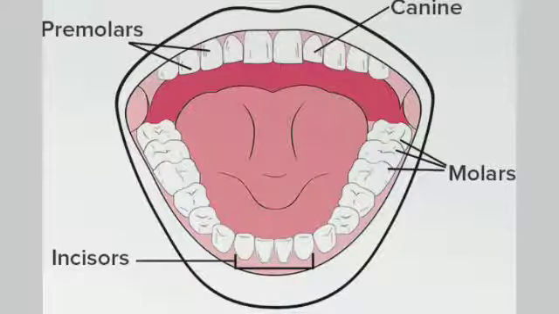Incisors are used for cutting and biting the food into pieces. Next, canines. Canines are used to pierce and to tear apart the food particles. Premolars are used for chewing and grinding the food. And last, molars are used for chewing and also for grinding the food particles.